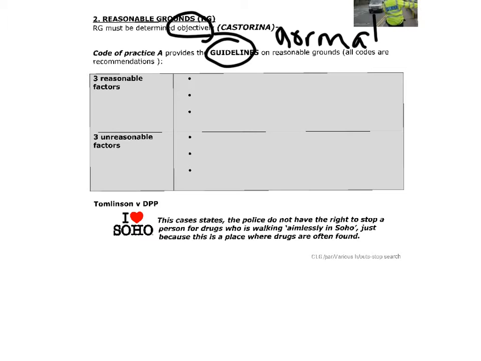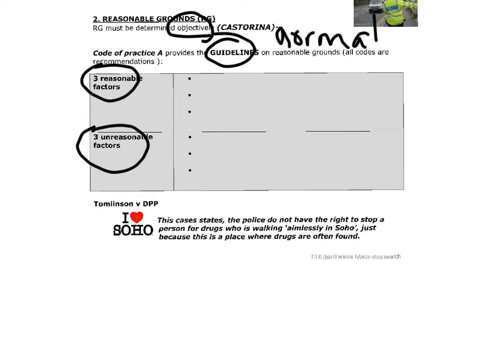Now, Code A tells us some things that would be reasonable for actually stopping somebody, and things that would potentially be unreasonable, just so it gives officers guidelines when they're conducting it. So you need to fill in 3 things for each: 3 things that would be a reasonable ground to stop and search somebody, 3 things that would be an unreasonable ground.